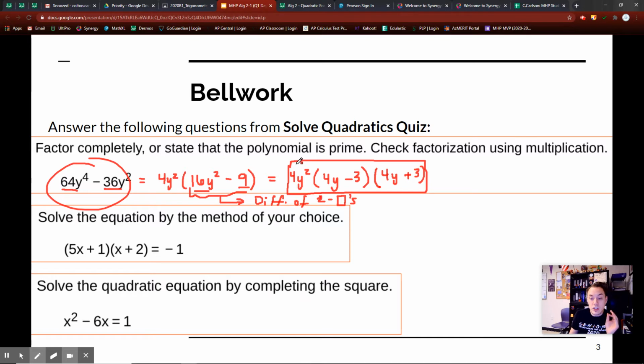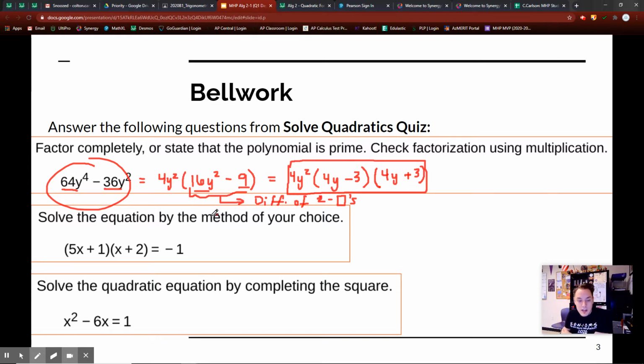Remember, you can always check your answer. Some of you are just guessing. Why, when you can check it? You have the answer there right in front of you. All you have to do is FOIL it back out or distribute it. If you get the original answer back, then you did it right. If you didn't, then you did it wrong, and so you have to change your factoring somehow. All right? So that's that one.